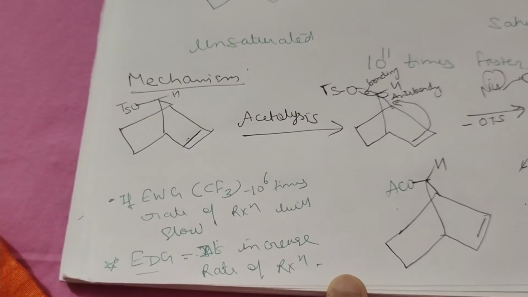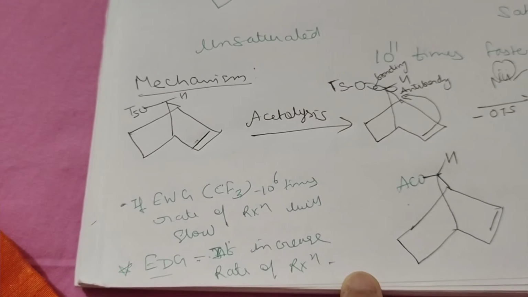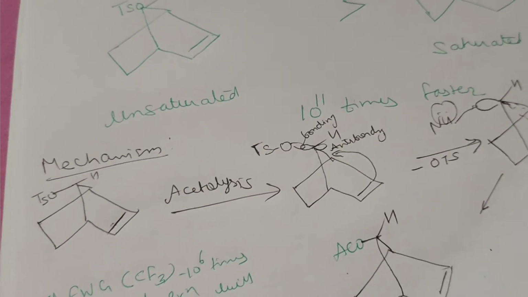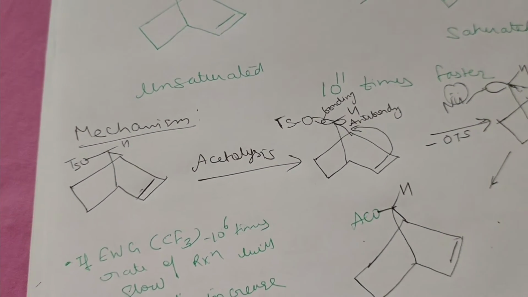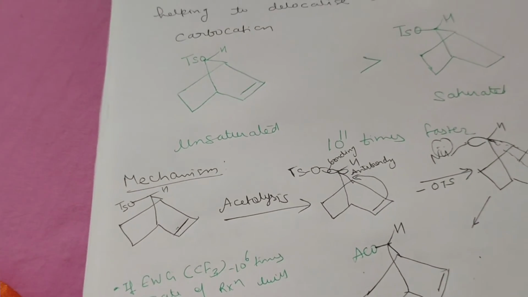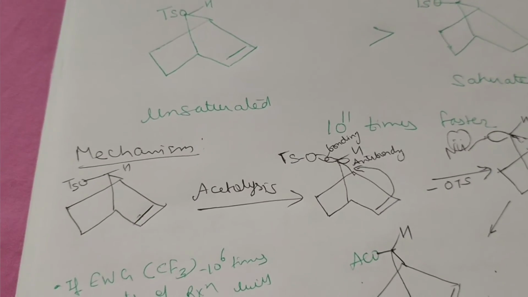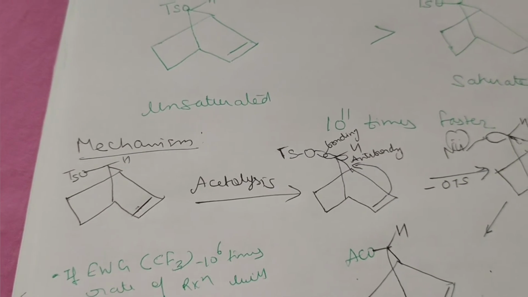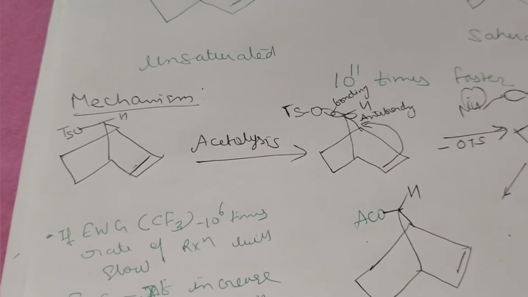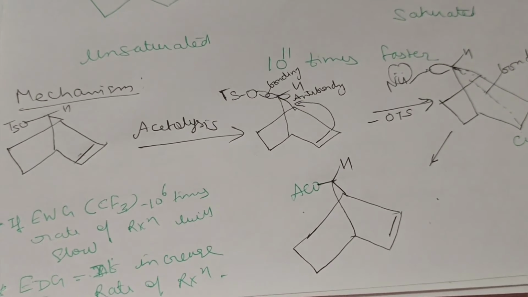Now what happens if, instead of the double bond, we have an electron withdrawing group? Right now I am giving you one example, we have taken CF3. Then the reaction will become 10^6 times slower. Why does it become slow? Because all the pi electrons will be moved out to that group. If instead we use an electron donating group, then the rate of reaction will be faster, but the experimental data is not present there. You just note down, this is the acetolysis.